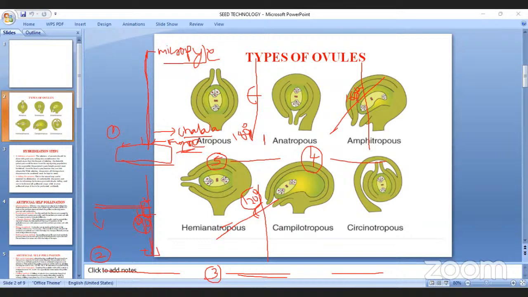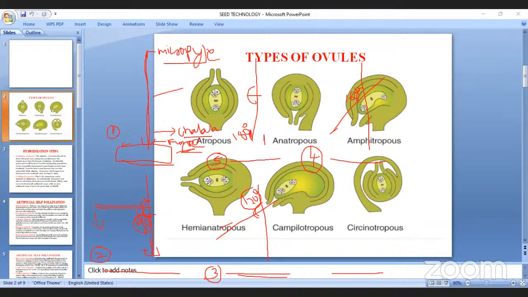Another important character, I forgot actually, of the amphitropous ovule. This is the embryo sac, in the center. In any type of ovule, the embryo sac is commonly straight. Here also straight, here also straight. But if you see in amphitropous, is it a straight line? No. The embryo sac shows a horseshoe shape, somewhat curved. This structure looks like a horseshoe.